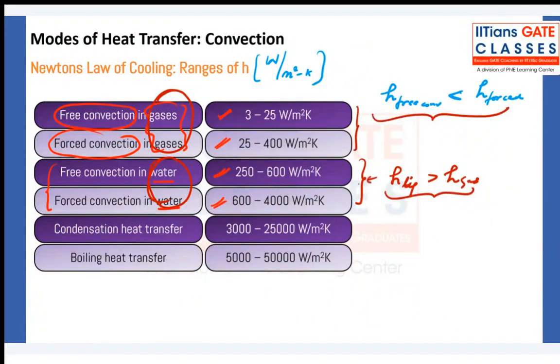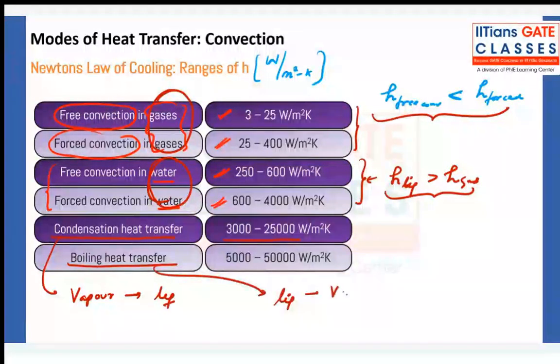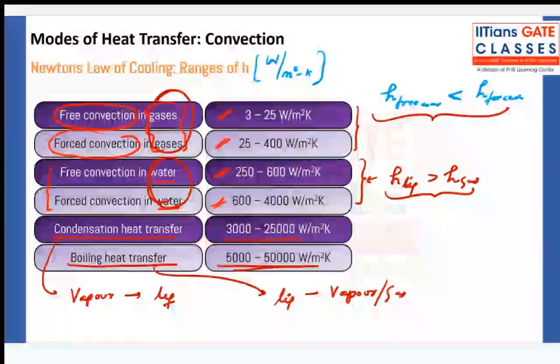Also, condensation heat transfer. When you are condensing something, condensation means what? When vapor is converted to liquid, you are removing heat. So it is in the range of 3000 to 25,000. And then last is boiling. Boiling is what? When you are converting liquid to vapor or gas. It has the highest heat transfer coefficient. So these are a few things that you need to remember, because there is no logic behind it.